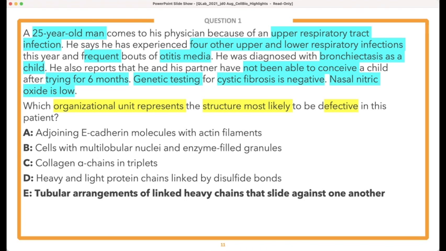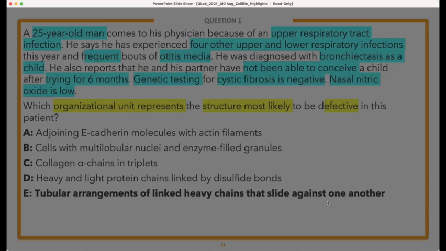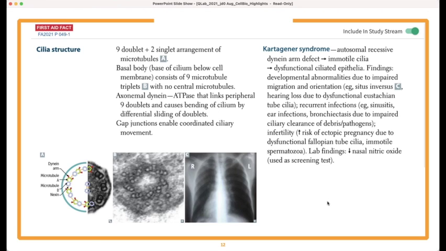So let's go ahead and take a look at the next slide. We have a table from First Aid there. This is kind of going over the cilia, okay? And you can see there on the very right, Kartagener syndrome, okay? You can see how patients with that can have recurrent infections, bronchiectasis, infertility, and you can see that there's that lab finding at the very bottom. It's a newer test, the decreased nasal nitric oxide, and that's used as a screening test for this syndrome, okay?